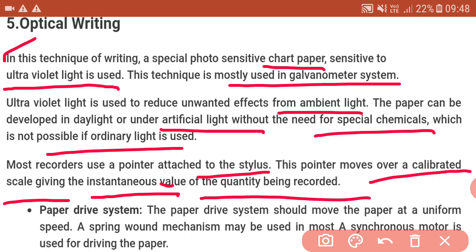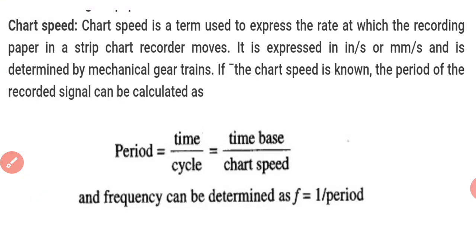Then the paper drive system. The paper drive system should move the paper at a uniform speed. A spring wound mechanism or an asynchronous motor may be used for driving the paper. So this is the paper drive system.